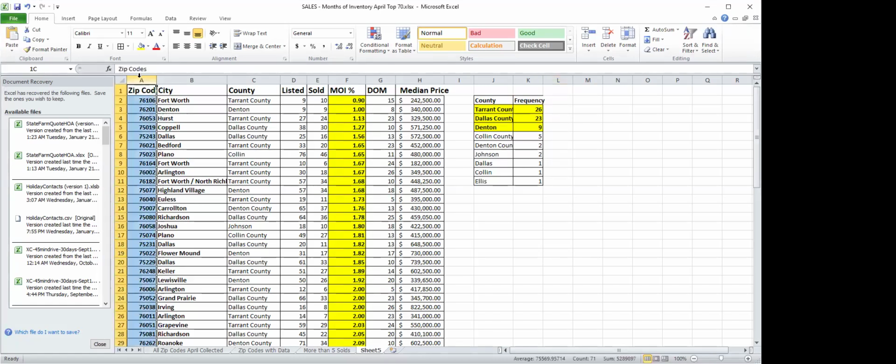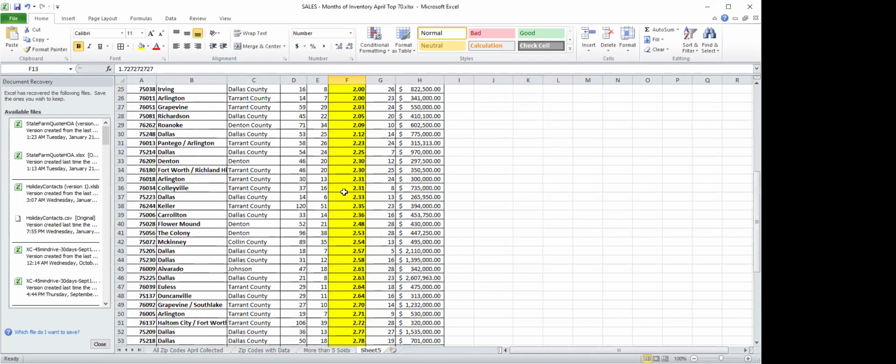So what you're seeing right here, this column is the zip code. This is the city it belongs to, and which county it is in. And this wonderful column in yellow is called MOI, the months of inventory. This column represents the ratio between homes that are on the market, listed or active, and sold. The higher the number in this MOI column, the worse the selling environment in that area.